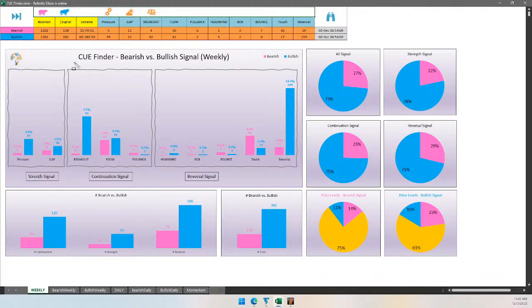Balance between bulls and bears, first using weekly interval Q finder, that is bullish for all signals, for strength signals, for trend continuation signals, even reversal signals. Everything is bullish. Is there enough bearish headwinds in the weekly interval? No, that percentage is very small. So there is no reason to be bearish from the technical perspective, weekly interval.